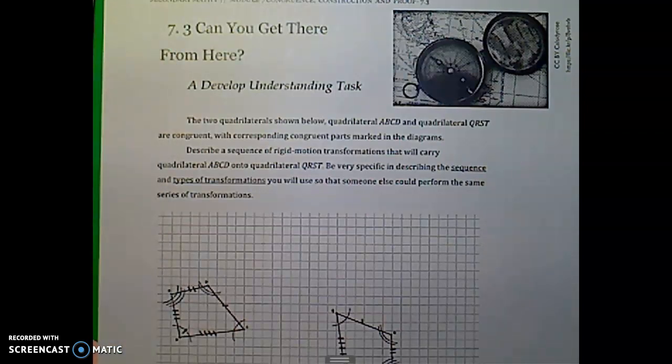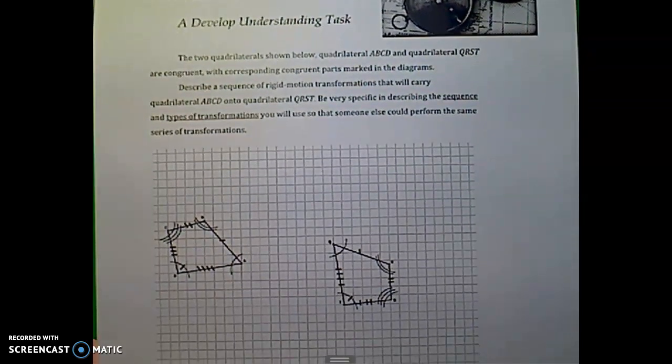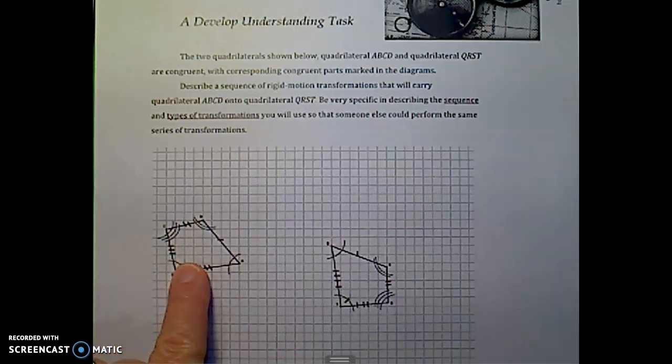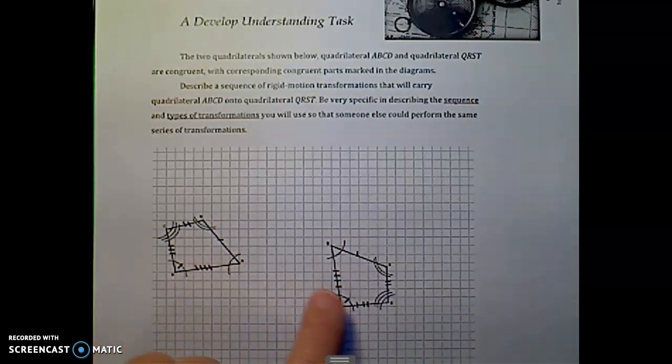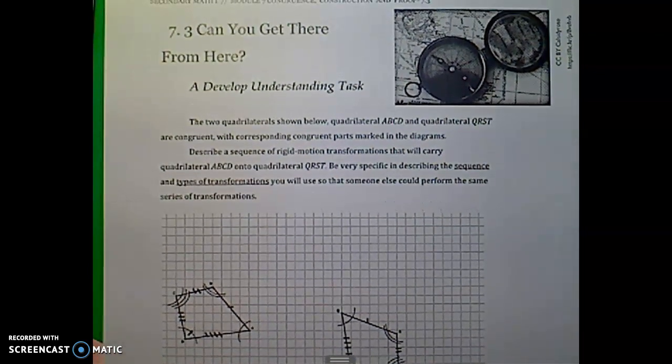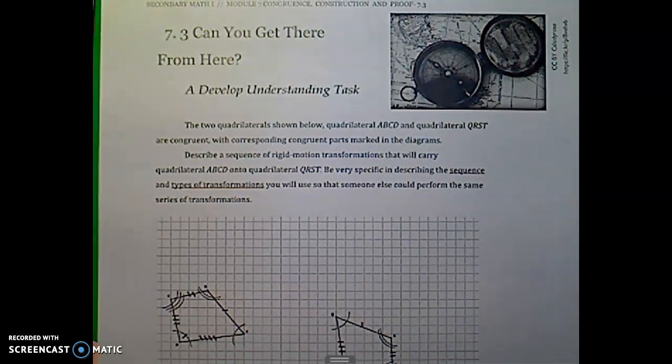Can you get there from here? What it is about is using a sequence of transformations to get from a pre-image to an image. We can always use a sequence of transformations to get from one place to another with congruent shapes. So we'll talk about all of those details as we progress through here.